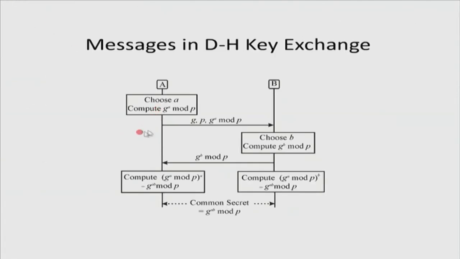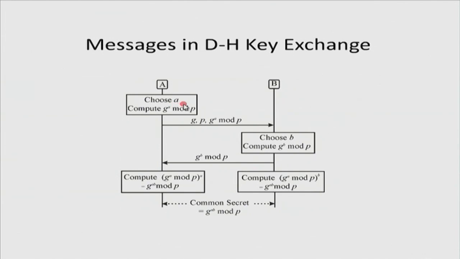So let's look at a picture. You've got A here and you've got B over here. So what A does is it chooses an appropriate prime number p, a very large number, thousands of bits long, and a generator for that group. And then she also chooses an ephemeral secret. So this is her ephemeral secret a, which she sends across. So she doesn't actually send a, she computes g raised to a mod p and sends it across.